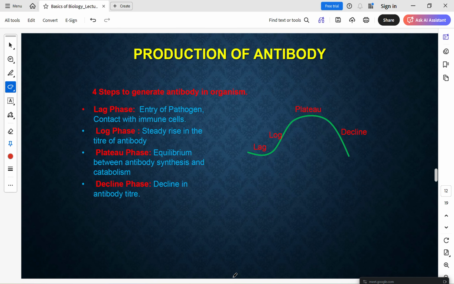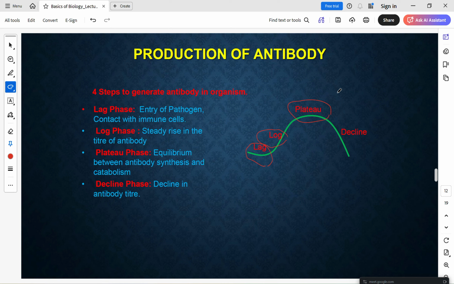Production of antibody occurs in four stages. There is a lag phase where there is entry of pathogen and detection by immune cells. There is a log phase where there is a steady increase in the titer of the antibody. There is a plateau phase where there is equilibrium between antibody synthesis and catabolism or breakdown. At this point, during the plateau phase, more or less the infection has been cleared out.